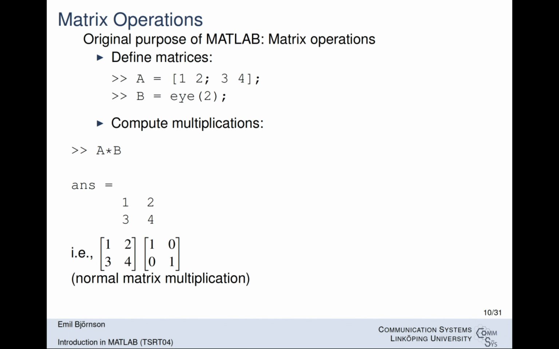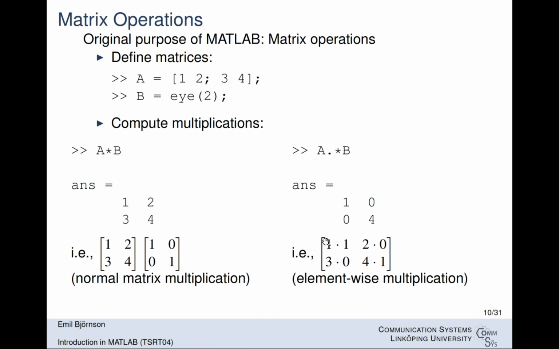There can, however, be cases where you instead would like to multiply elements element-wise. So if you write A dot multiplied with B, then you will get instead 1, 0, 0, 4. And that is what happens when you take the first element in both matrices, multiply them together, the second element in both matrices, multiply them together, and then you continue like that.